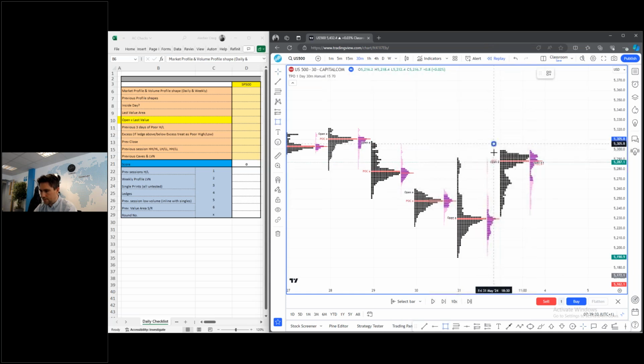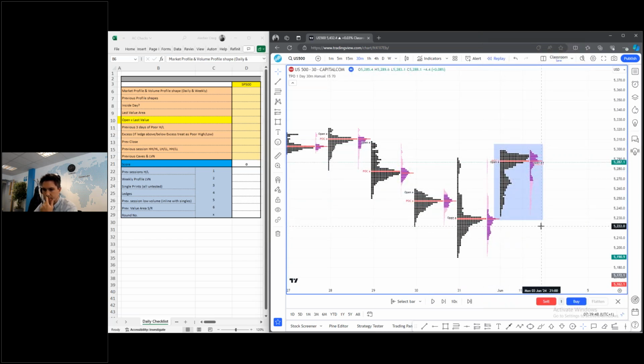All right, so what have we got here? Ultimately we have a P-shape formation. Now, the first check that we're doing here is just looking back at the previous day. I'm not looking back at any other historical data. I'm just looking back at the previous day, and in this instance, it is a P-shape.